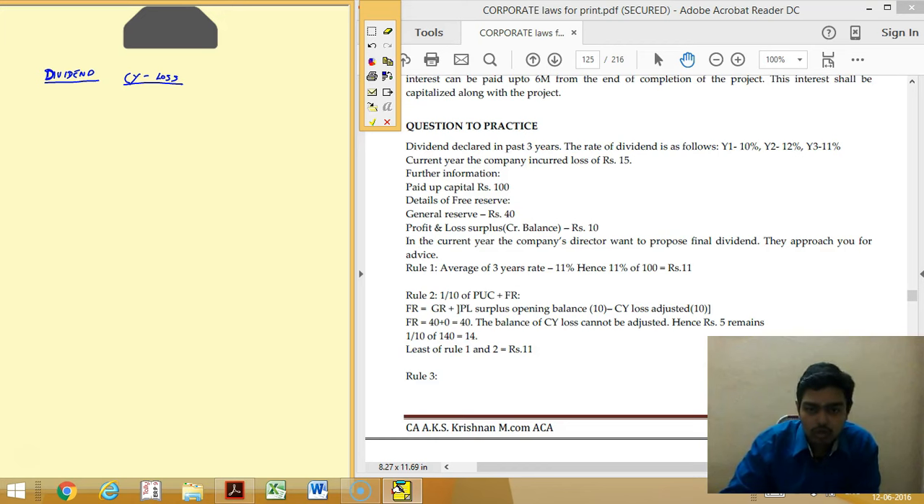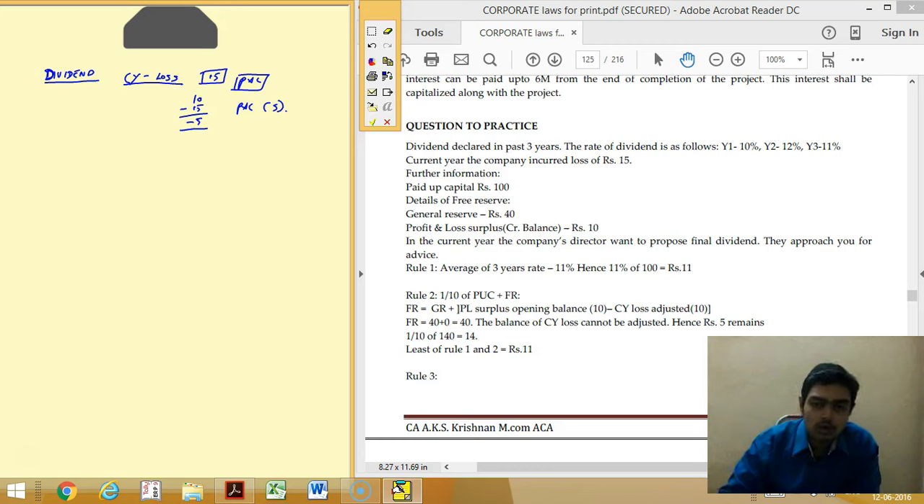So now current year loss is how much? Current year loss is 15. So if current year loss is 15, then P&L balance at the end will become 10 minus 15. So P&L balance will become negative 5. This should not be adjusted with the general reserve because P&L is different, general reserve is different. So general reserve has a positive balance of 40. Now from the 40 we can declare dividend.